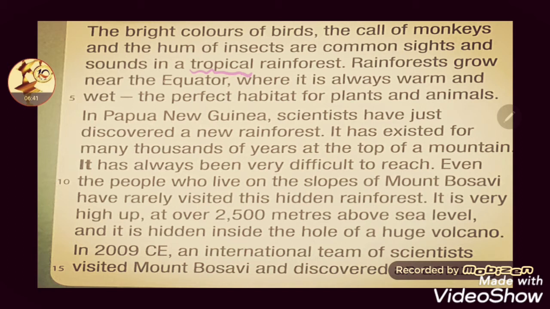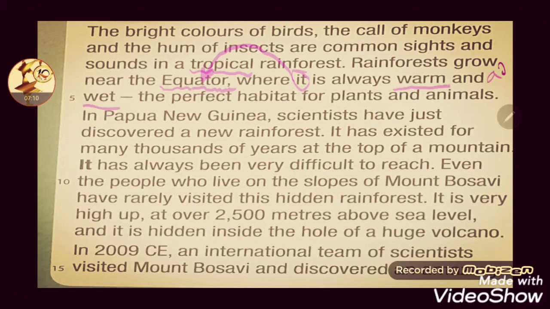Rainforests grow near the equator. Equator, الإكواتور اللي هو إيش يا مس؟ اللي هو خط الاستواء. Equator where it is always warm and wet. الإت هون على إيش بتعود؟ بتعود على الإكواتور، على خط الاستواء. where it is always, خط الاستواء دايما بيكون warm and wet.